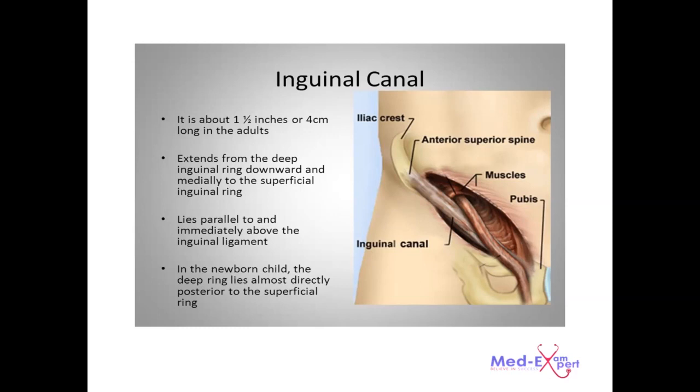In a newborn child, the deep ring lies almost directly posterior to the superficial ring, because as the person increases in height, these two rings are separated from each other. So the length of this canal is about 1.5 inches or 4 centimeters, extending from the deep inguinal ring to the superficial inguinal ring.